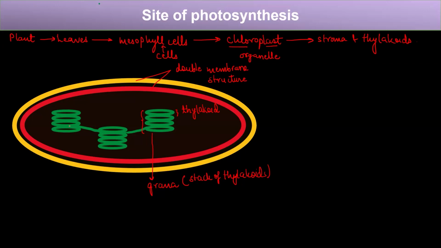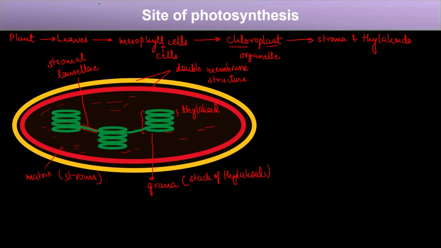Okay. Then these thylakoids are connected by another membranous structure, and this structure is known as stromal lamellae. Apart from this is the matrix, or you can say stroma. It is also known as stroma. Okay, so this is the structure of the chloroplast.